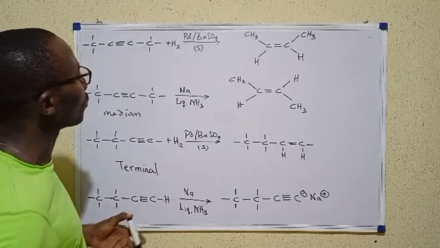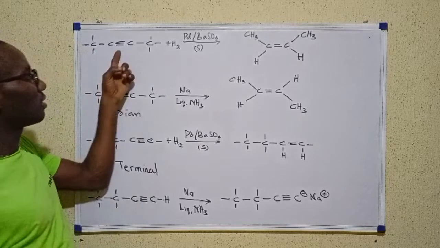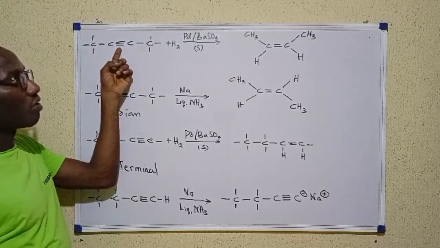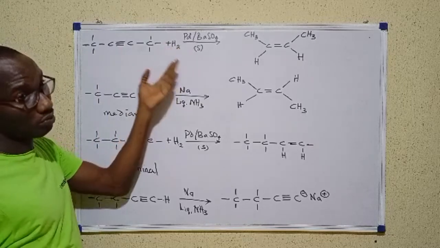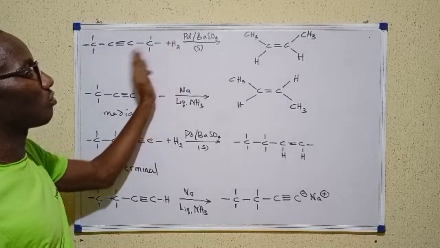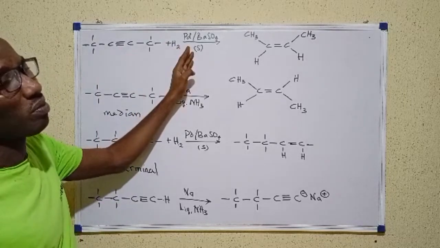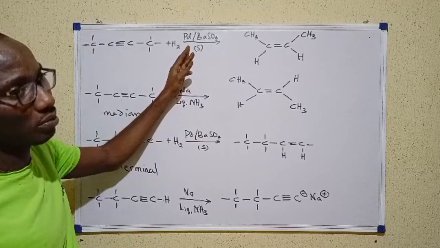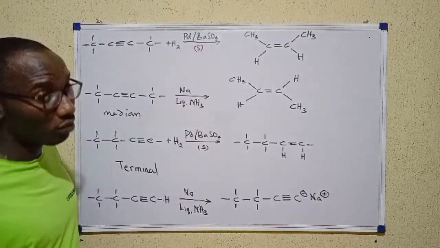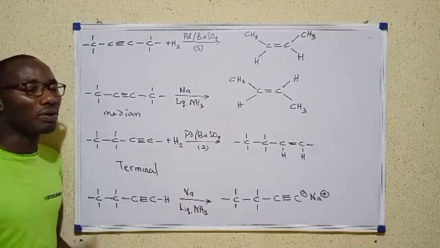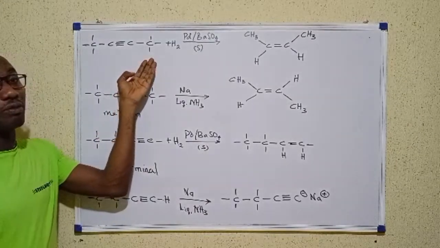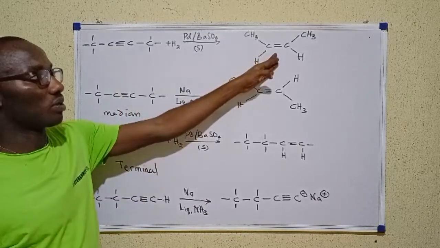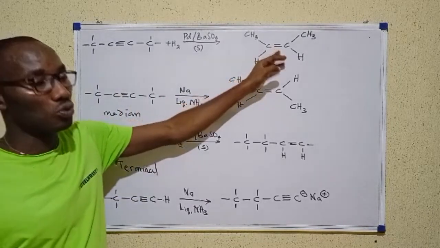In the upper case, what do we see? This is a median alkyne reacting with hydrogen, but that hydrogen is reacting with it in the presence of a modified catalyst of palladium. That catalyst is seated on barium sulfate and poisoned with powdered sulfur. By the time this reaction is performed, we get an alkene. This alkene is called but-2-ene.